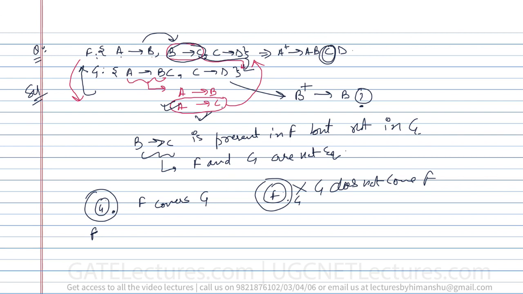Okay, now let us take the next example. The functional dependencies which are given are F: A derives B, AB derives C, D derives AC, and D derives E. This is the first set of functional dependencies, and this is G: A derives BC and D derives AB. These are the two sets of functional dependencies which are given.